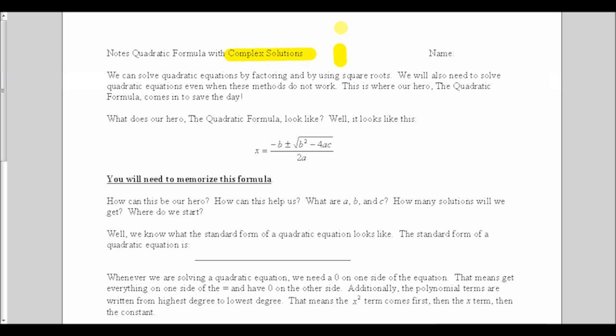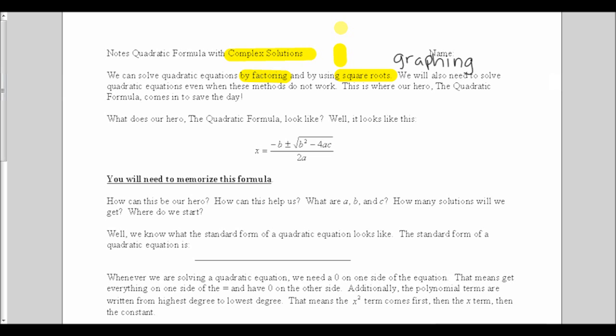So, we can solve quadratic equations by factoring and by using square roots. We also need to solve quadratic equations even when these methods do not work. By the way, we also know how to solve quadratic equations by graphing, where we graph and see where they cross the x-axis. So, if we can't solve a quadratic equation by one of these methods, that's where we like the quadratic formula.